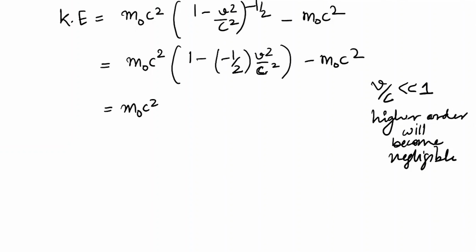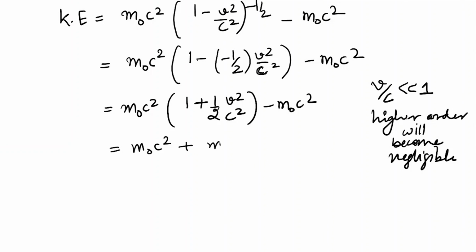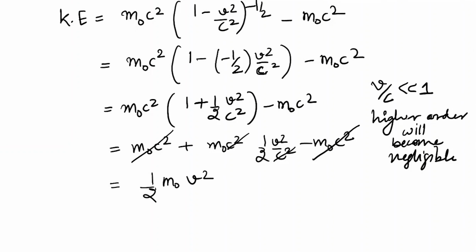Let's solve this. 1 minus this is plus half v square by c square, and this is m naught c square. Open the brackets: m naught c square plus m naught c square times half v square by c square, minus m naught c square. So m naught c square will cancel out, this c square will cancel out, and we are left with half m naught v square.